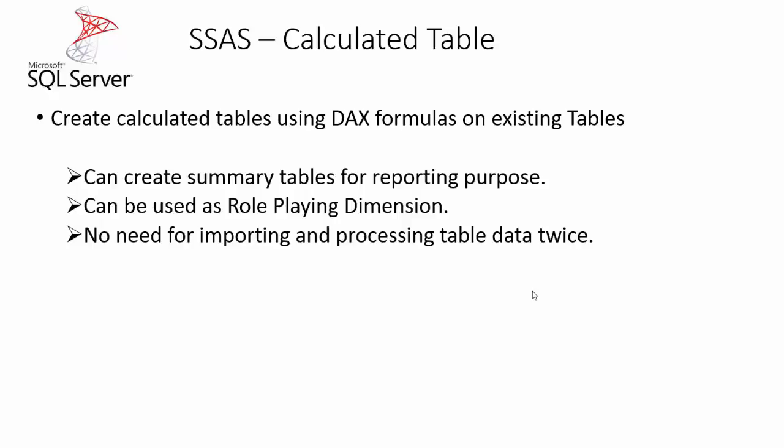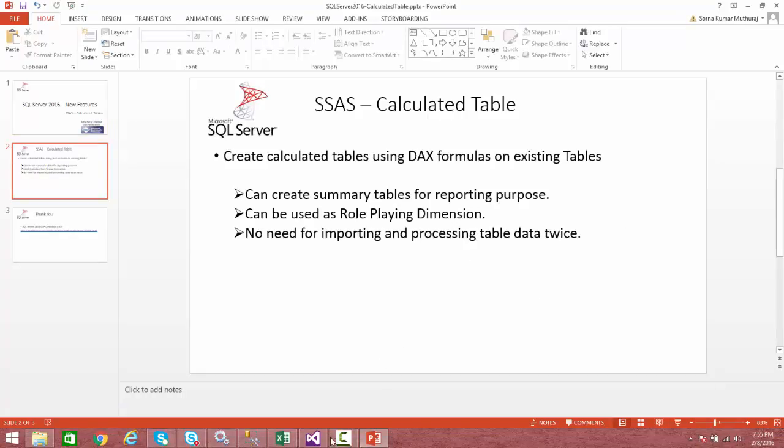In the previous version, just in case we need to use two date dimensions linked to a fact, we will import the date dimension twice and then only we will be able to establish a relationship to the fact. But using this calculated table, we can import the date dimension table only once, and then we can create a calculated table from that imported date dimension. In that way, there is no need to import the table twice, and as well there is no need to process the table twice. So let us take a quick look at a demo of how to create this calculated table.